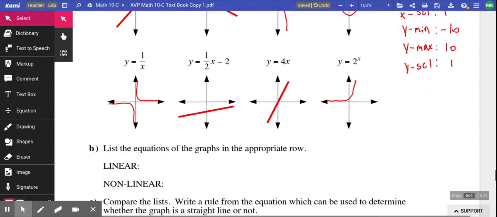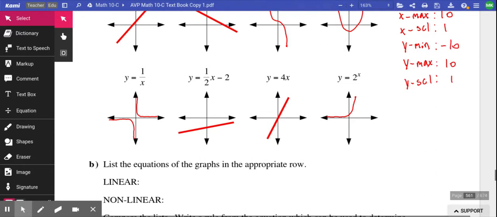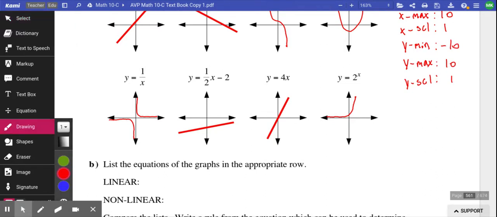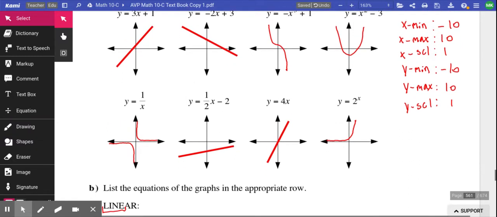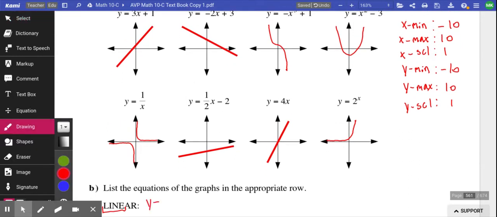Start answering some questions. So the first part says list the equations of the graphs in the appropriate row: linear and nonlinear. Linear means making a straight line, right? Line, linear. So if we look at these equations up here, the ones that are linear would be y equals 3x plus 1. The first one, this one right here, made a line. The second one made a line. So y equals -2x plus 3 also made a straight line.